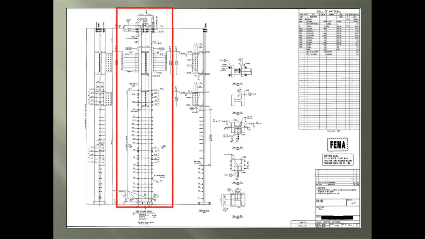And here is the actual column elevation from the base plate to the top of the column. This sheet reveals any and all plates, welds, and bolt holes, etc. required for this one column.